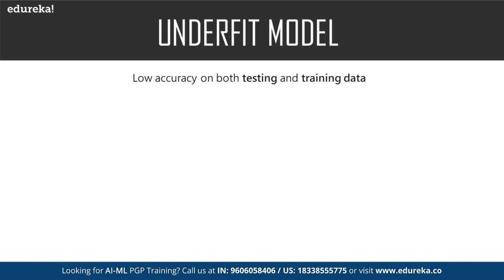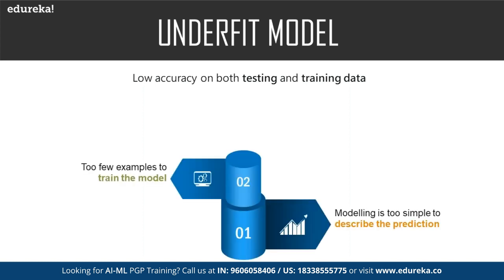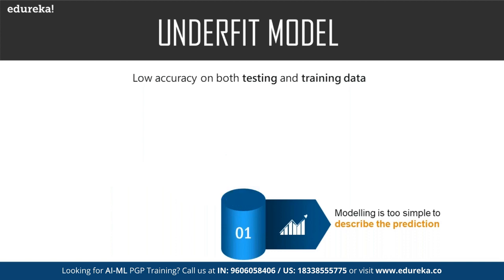And coming to the underfit model, let's see. Why do we get such an underfit model? When we see underfit or overfit, it's again the trade-off between bias and variance. What happens is the model becomes too simple to describe the predictions. Of course underfitting models provide us such low accuracy, because what we do is we do it on both testing and training data. We should not do that actually.